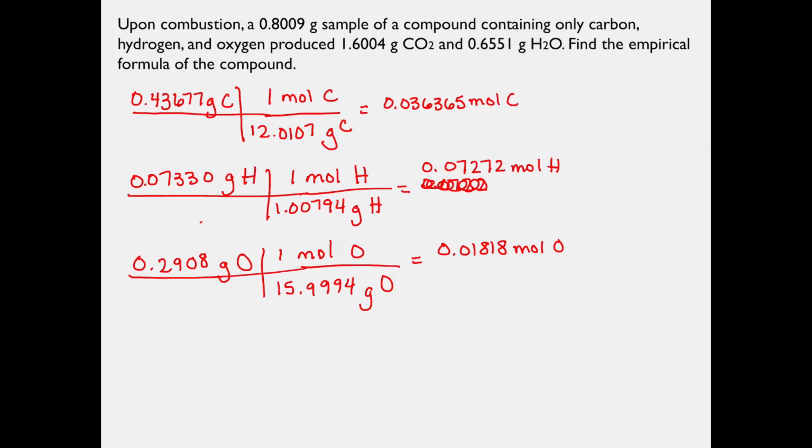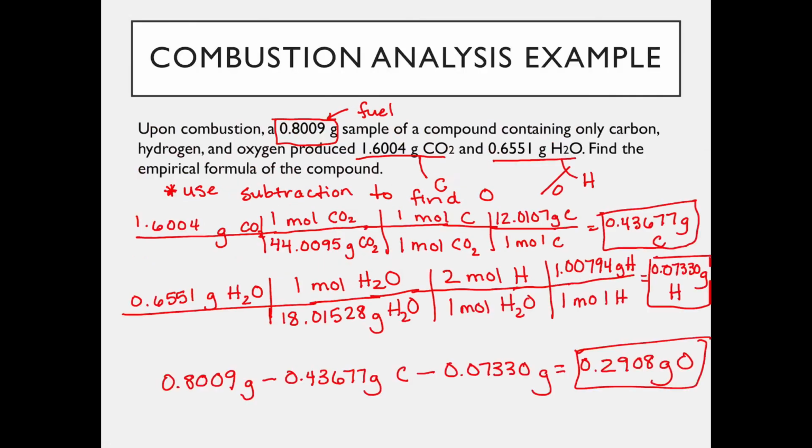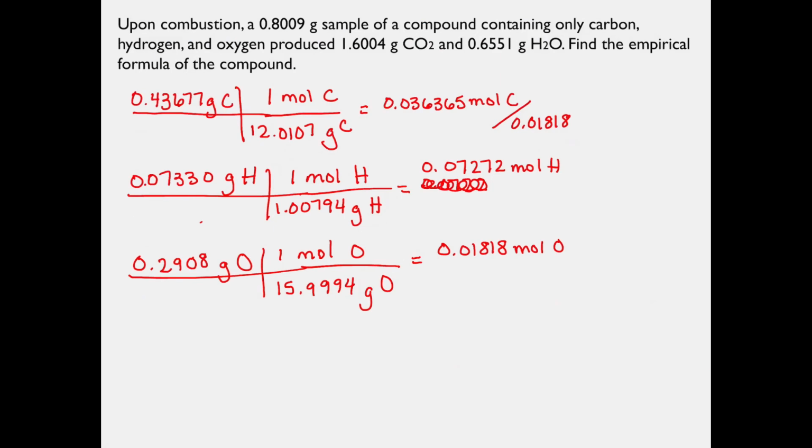All right, so after we get all of the moles, then we are going to divide by the smallest number of moles. So again, that looks like it's oxygen. So we're going to divide all of these numbers by 0.01818. And once we divide them by that number, that will give us our ratios. So this gives us 2 carbons, 4 hydrogens, and 1 oxygen.